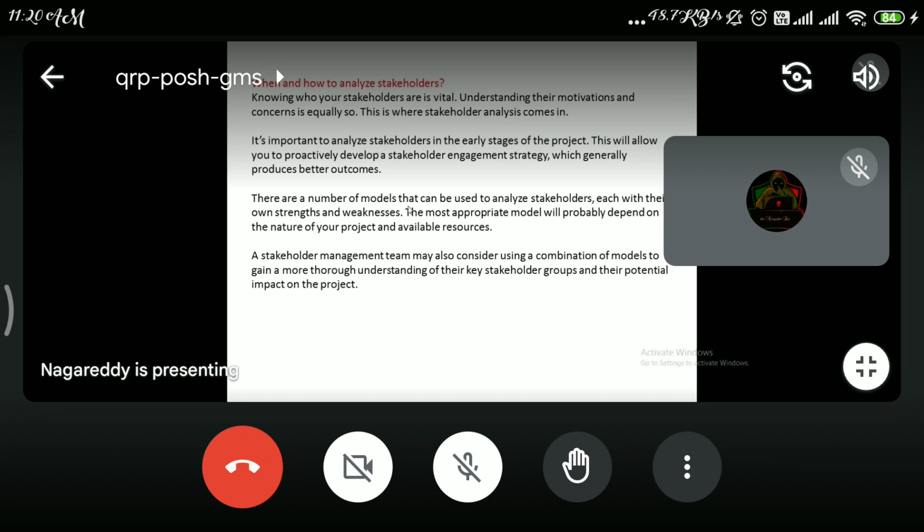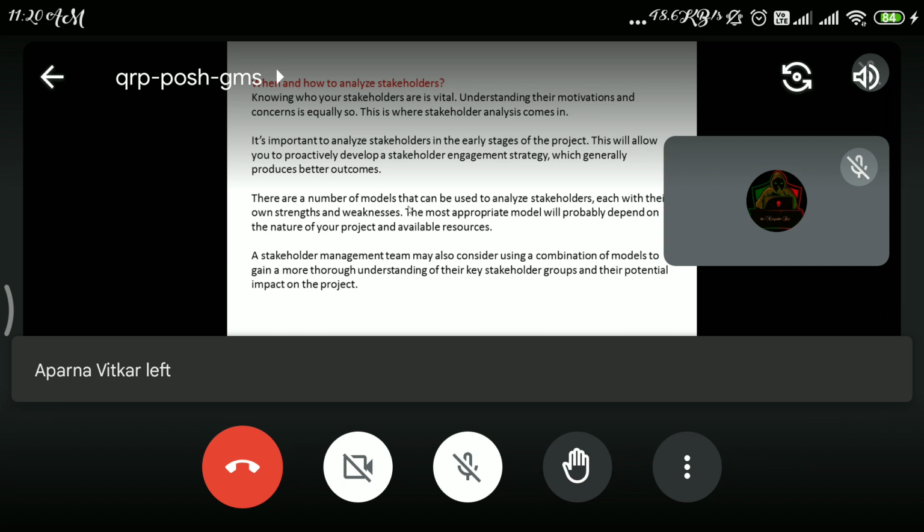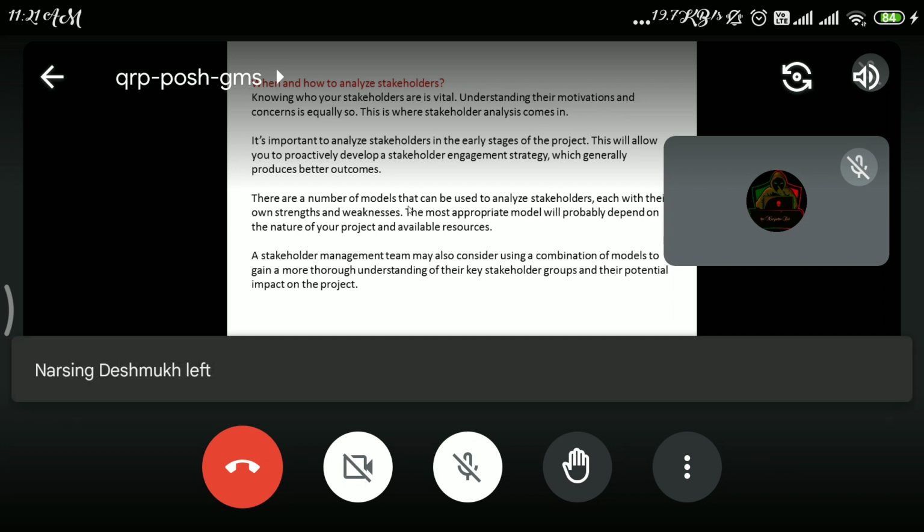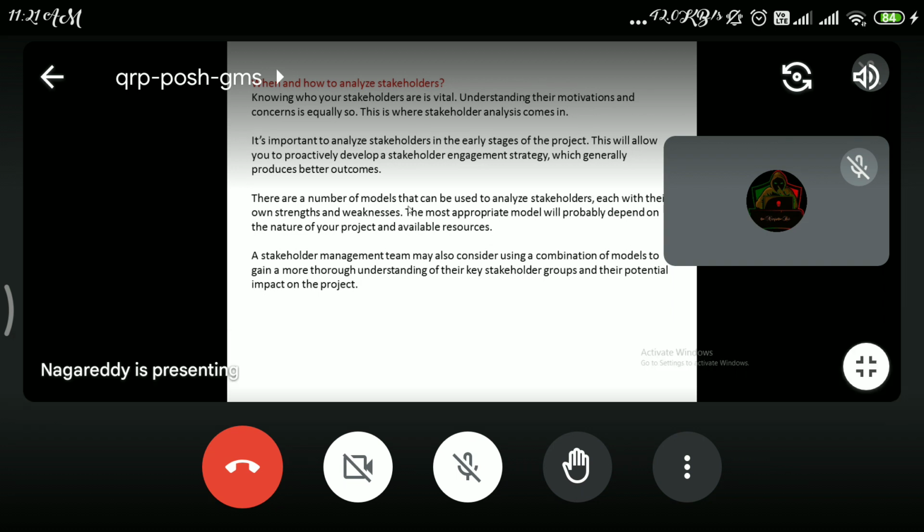What is the problem we are going to face? Stakeholders are resistant to change. They don't want to change their job profile or job because of fear of change. Because of that fear, they are not able to change their job.